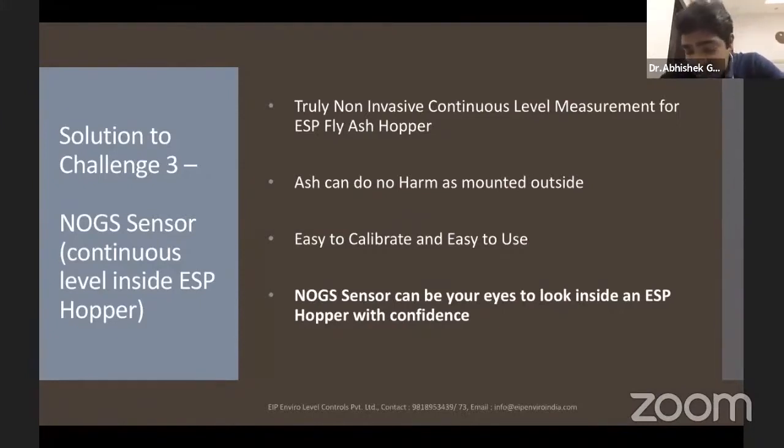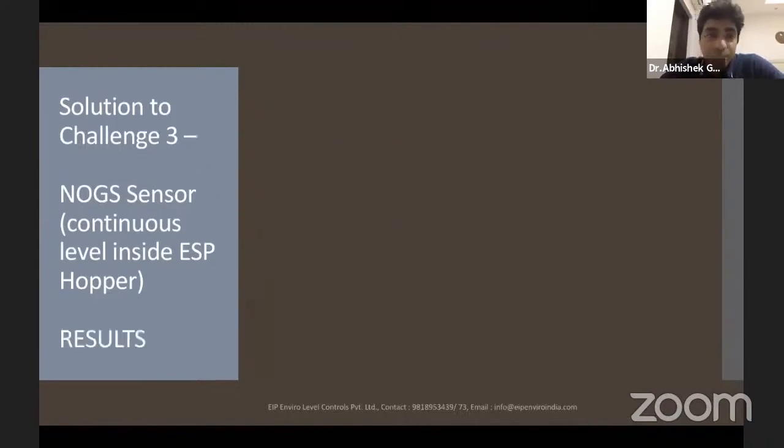So what we say is the evacuation now is running on an NOGS mode. NOGS mode is wherein this NOGS sensor gives you feedback automatically that yes, this hopper needs to be evacuated. This is truly a cost saving benefit wherein you can realize the return on investment from day one of installation of this NOGS sensor in the fly ash hopper.